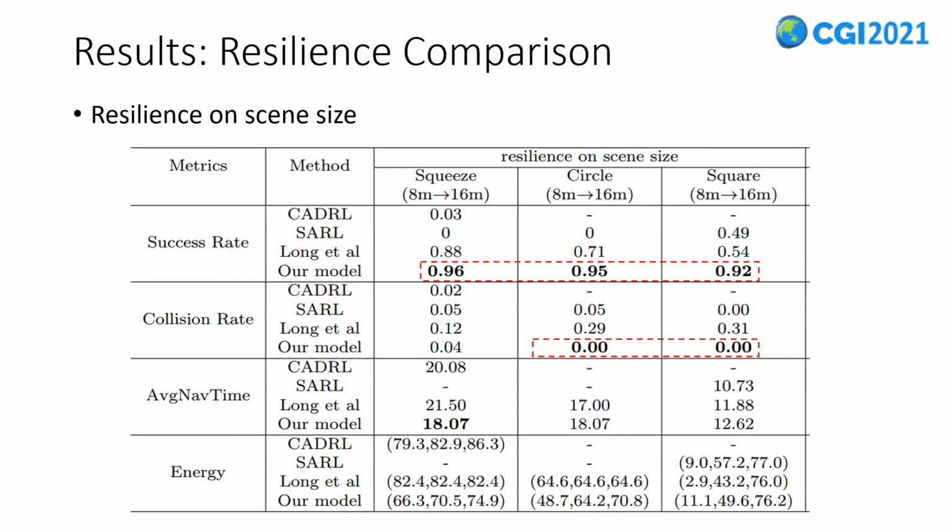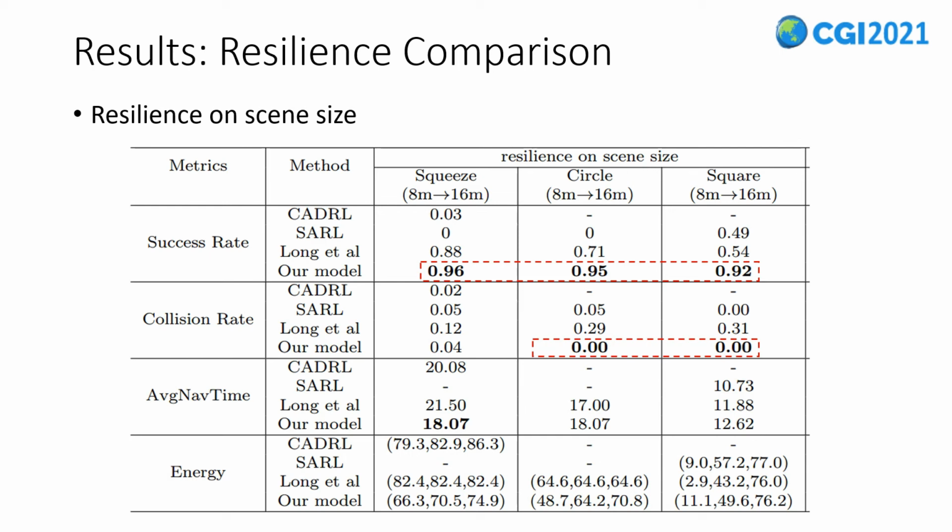For the resilience comparison on scene size as shown in the table, we can say that the value-based models CADRL and SARL perform poorly on the scenes squeeze and circle, with success rates of 0.03 and 0 respectively. Our model and Long's work use a policy-based approach. The policy-based approach uses a policy network to learn the relationship between environment, states, and actions. Therefore, even when encountering unfamiliar environment conditions, the policy network still knows the general direction of the action.